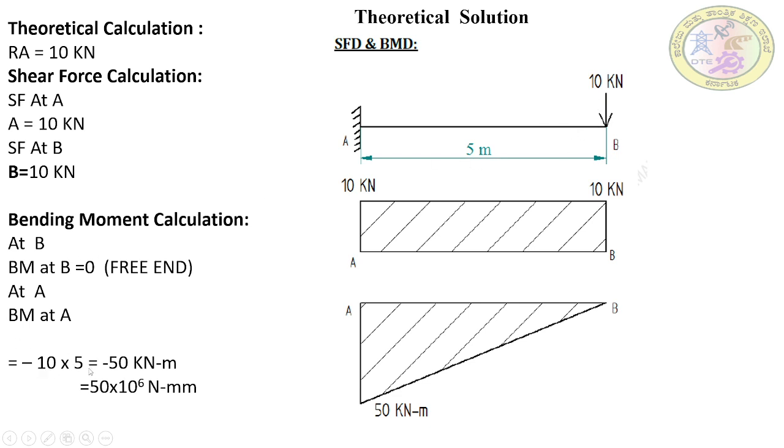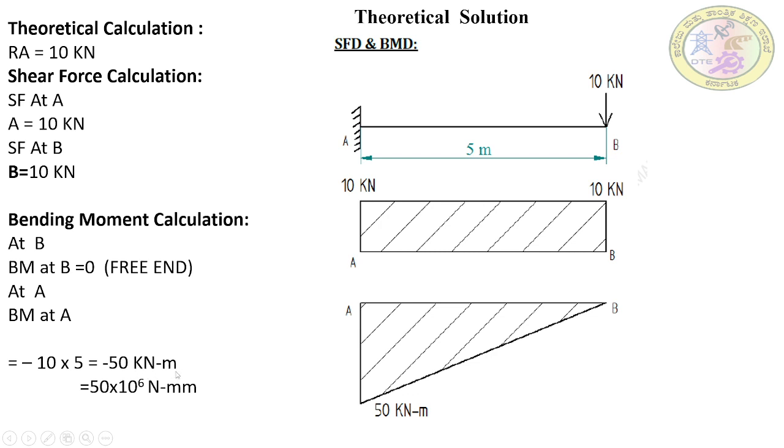That is 10 into 5, with a minus sign, because for bending moment this kind of load in this direction we are taking as minus. If there is an opposite load acting in the other direction, for that load we take positive. So minus 10 into distance 5 meter, that will become 50 kilonewton meter.